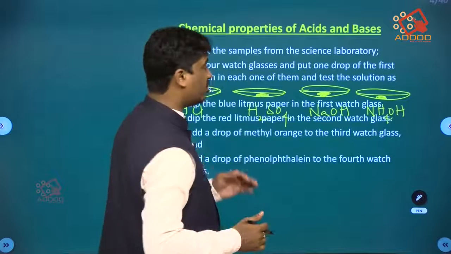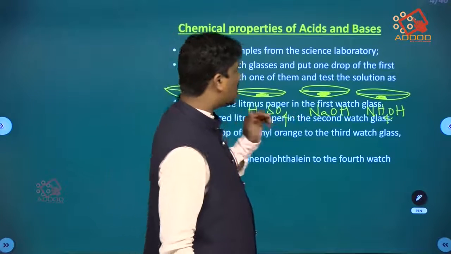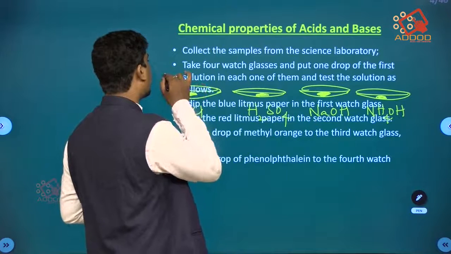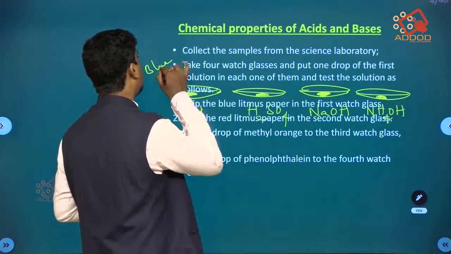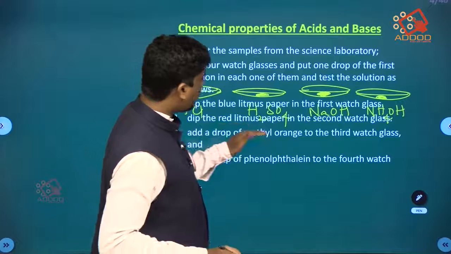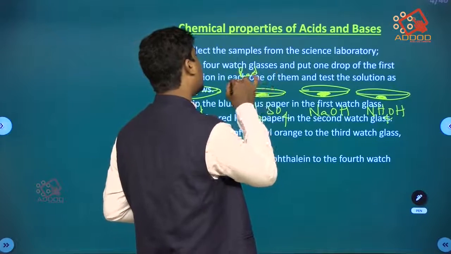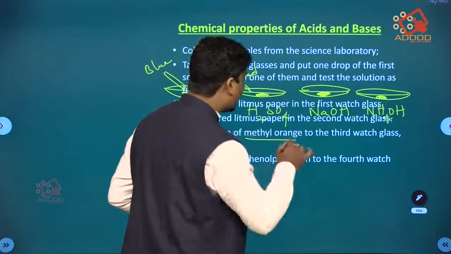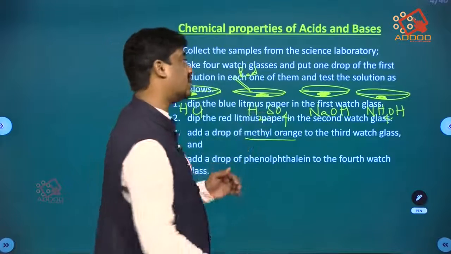Test each solution according to these steps. Dip the blue litmus paper in the first watch glass. Take blue litmus paper and test. Dip the red litmus paper in the second watch glass. Drop methyl orange indicator in the third watch glass.